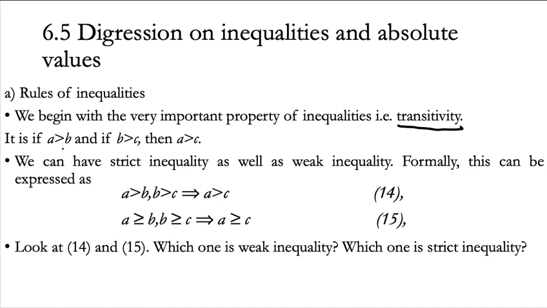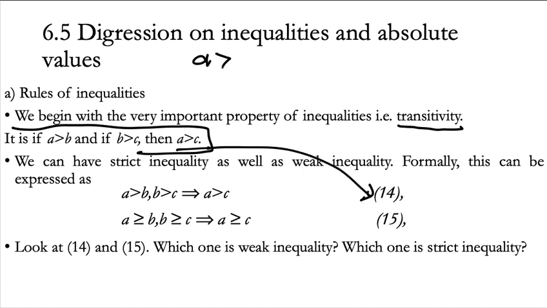If A is greater than B, and if B is greater than C, that implies that A is greater than C. So this is what I said just now. When I say this, it's actually talking about expression 14. When A is greater than B and also B is greater than C, this arrow sign here means implies, A is greater than C.